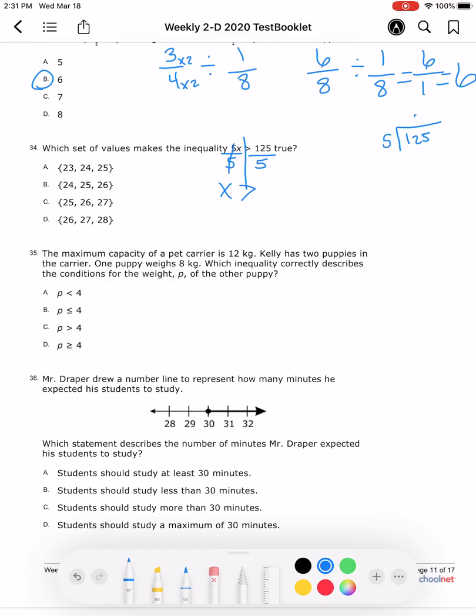5 goes into 12 2 times. That's 10. 2 left over, bring down your 5. 5 goes into 25 5 times. 5 times 5 is 25. So x is greater than 25. So all the numbers that make this true have to be greater than 25.